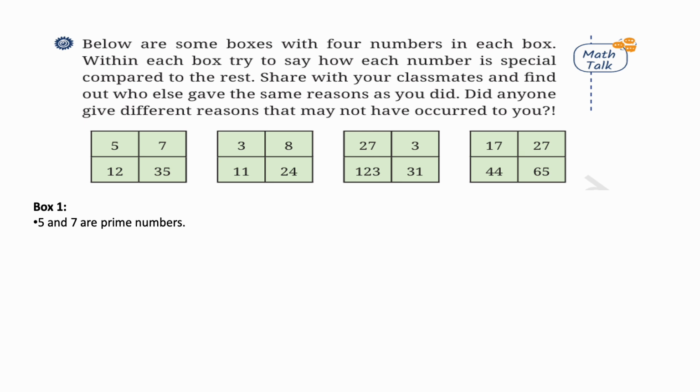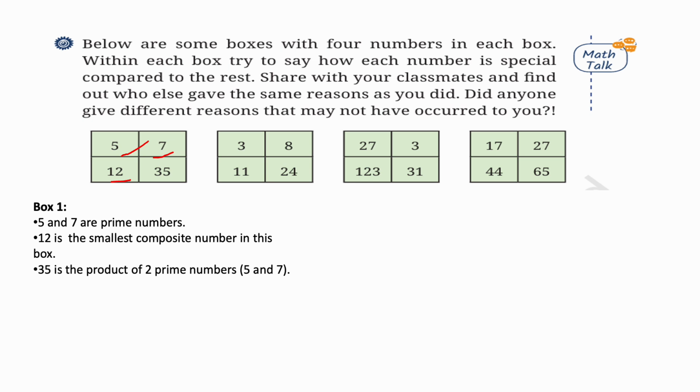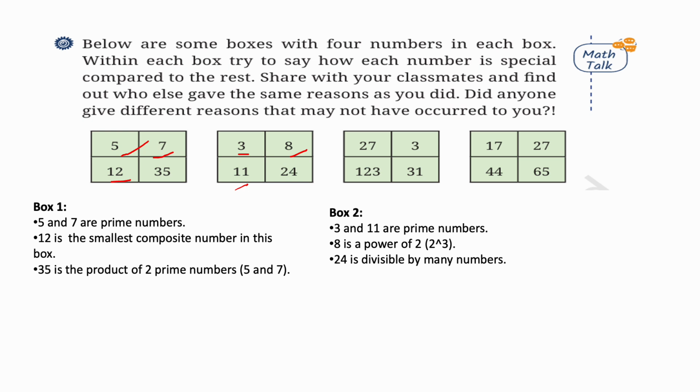5 and 7 are prime numbers. Then 12 is the smallest composite number in this box. Then what about 35? 35 is the product of two prime numbers, 5 and 7. See the second box. The box contains numbers 3, 8, 11, 24. 3 and 11, they are prime numbers. Then 8 is power of 2. 2 into 2 into 2. Then 24 is divisible by many numbers.